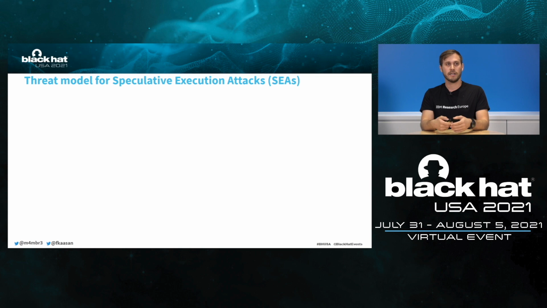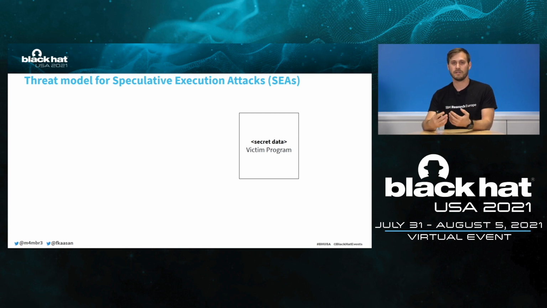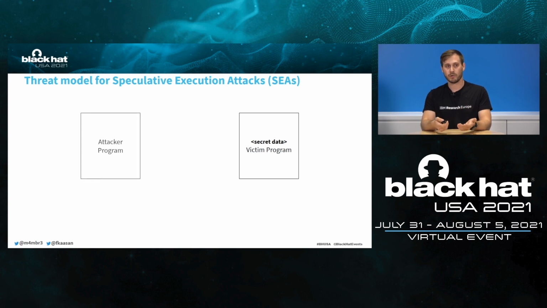So what is the threat model for this type of attack? The threat model is always a victim program that is holding and handling a secret. This victim program, running on a CPU that employs transient execution, will leave some side effects behind. And we have an attacker program running on the same machine that tries to look at these footprints left behind and guess what secret was handled by the victim program.